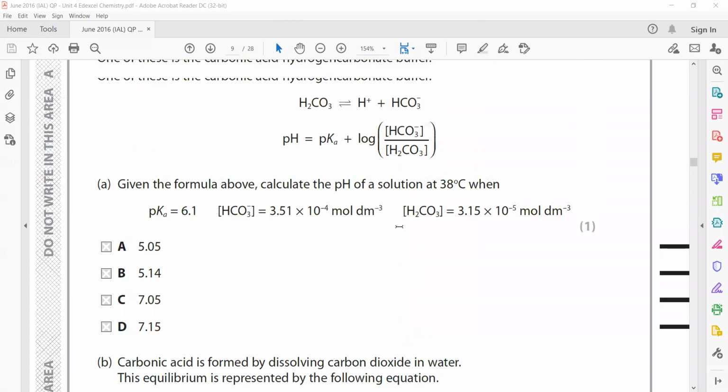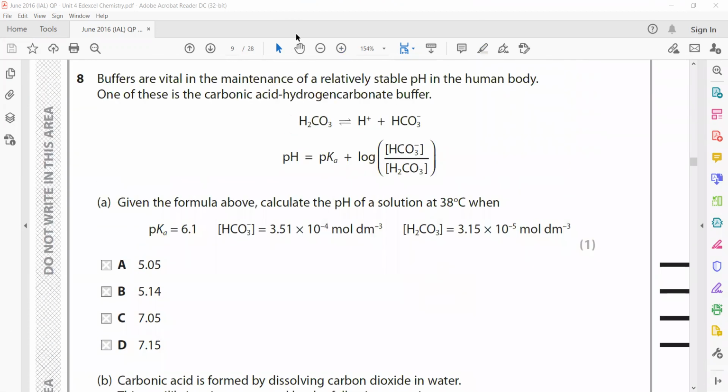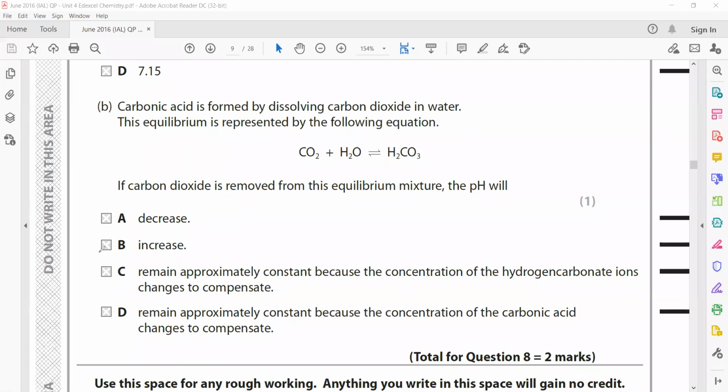the amount of H2CO3 will decrease. As the amount of H2CO3 will decrease, because this is in denominator, this whole factor value will decrease. Sorry, H2CO3 will decrease, so the whole factor value will increase, and when we find the pH will also increase. Because you can see here, H2CO3 gives H plus ion and HCO3 ion. So if the amount of H2CO3 is decreasing, the amount of hydrogen ion will decrease. As the amount of hydrogen ion will decrease, the pH will increase. So B is the right answer.